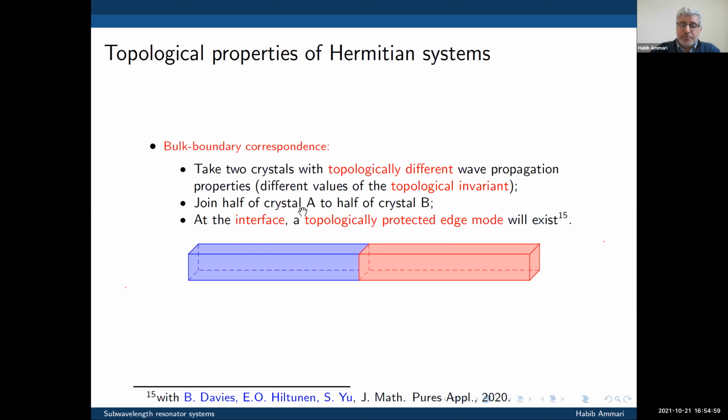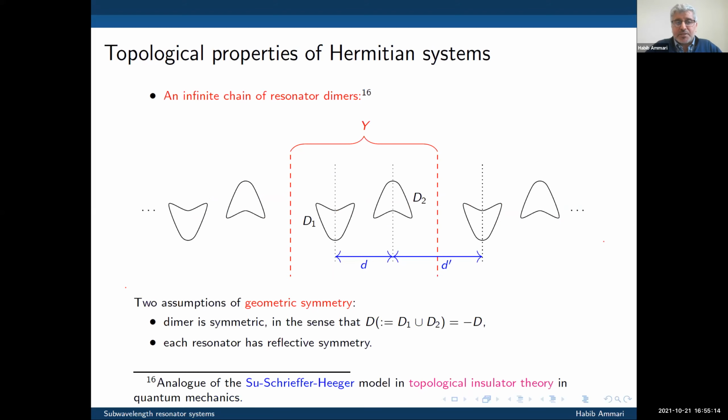Join half of the first crystal, I call it A, second crystal B, and at the interface, there is a chance to have a topologically protected edge mode, and this is known as the bulk boundary correspondence principle. So for our business, let's take this chain of dimers. We know that the dimer has two bands, and these bands can cross each other at the Dirac singularity. And let's try to open that Dirac singularity or degeneracy into a non-trivial band gap. This is what we are going to do.